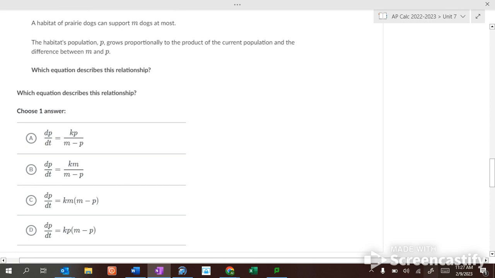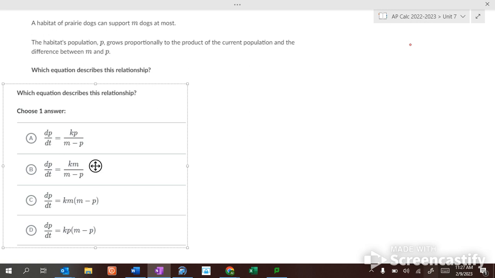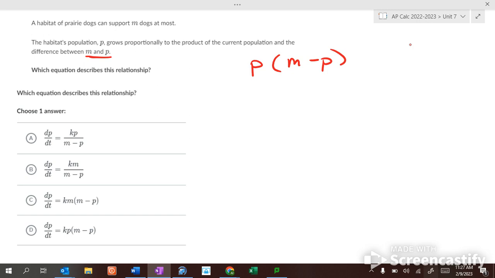A habitat of prairie dogs can support at most M dogs. The habitat's population grows proportionally as a product of the current population and the difference between the most and the population. So the product means we're going to multiply by the difference. So we have to multiply by the difference.